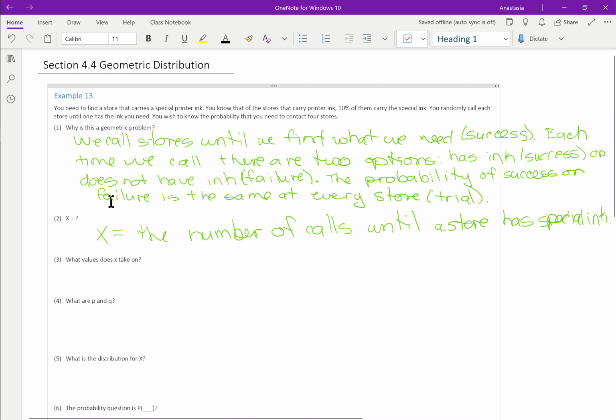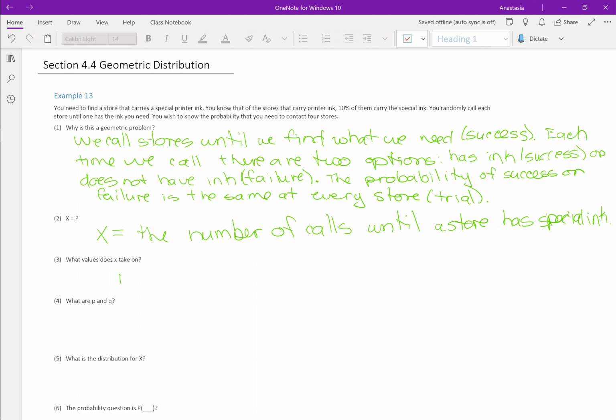So what values does X take on? Well, it's possible that we stop after 1 call. Notice it's not possible for X to take on 0 because we have to actually call something in order to get a success. So X could be 1, it could be 2 or 3 or so on and so forth until however many total calls we do, but we don't have an end here. Since we don't have a specific number of trials, we don't have an end. So X can take on 1, 2, 3, and so on.